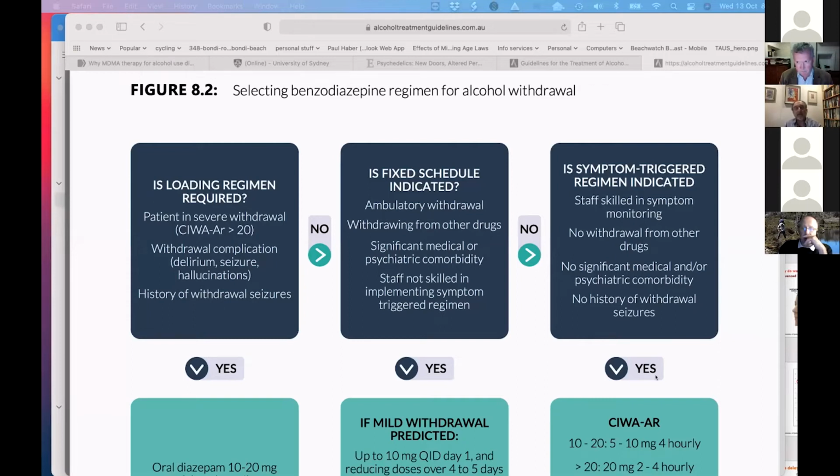And so, with staff not skilled in implementing symptom-triggered withdrawal, fixed dosing would be recommended. What that would involve is, if you are admitting a patient to a small regional hospital, the GP or the doctor would make an assessment, would write down a regimen, and would review the patient as clinically required. Every day would be lovely, but it's maybe a bit optimistic. And so the nursing staff have got clear orders about what to do.